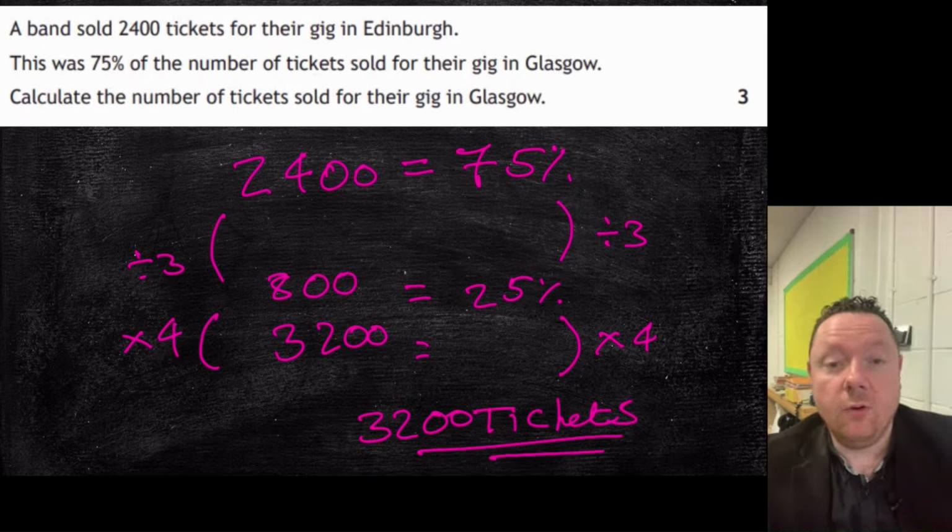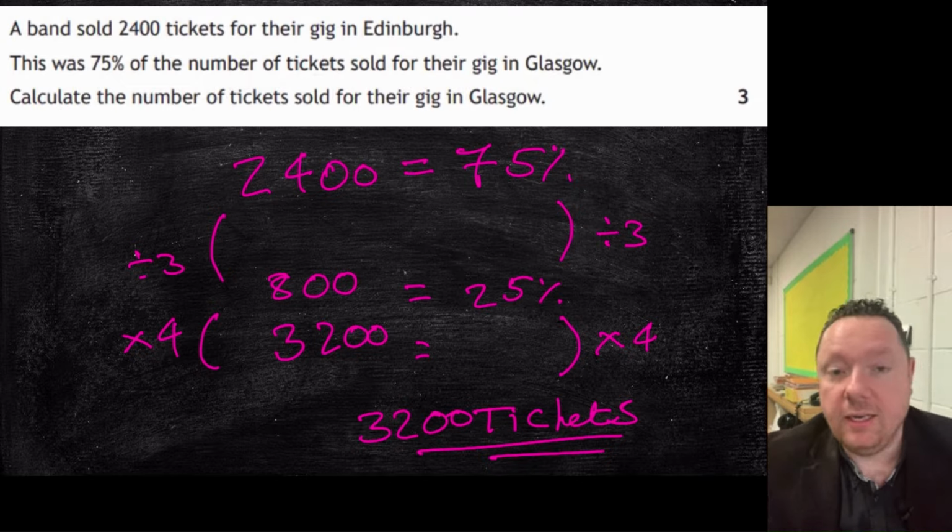Now, of course, you could do other ways. You could divide by 75 directly and then times by 100.